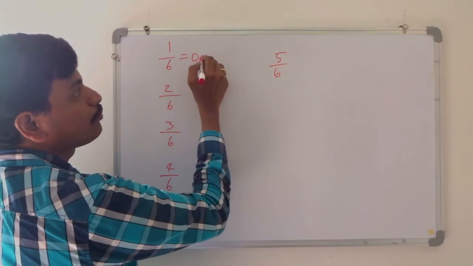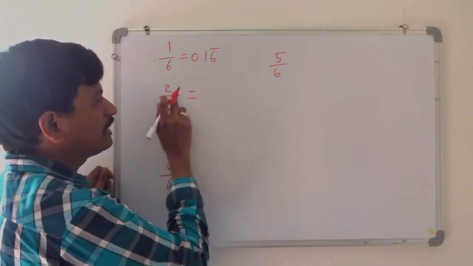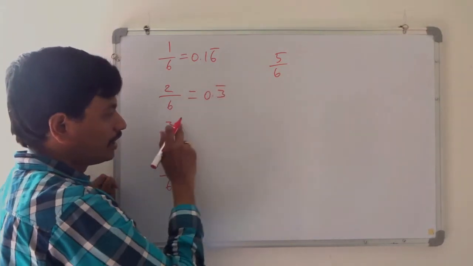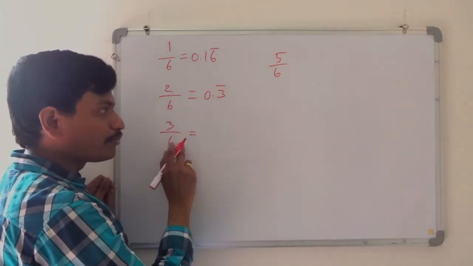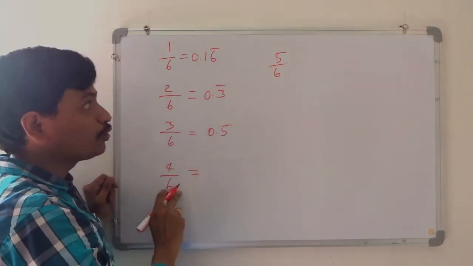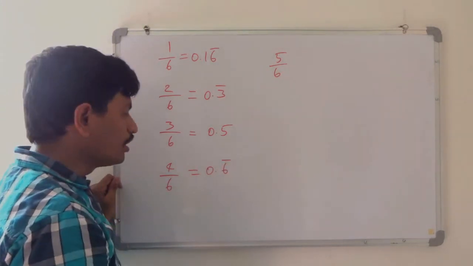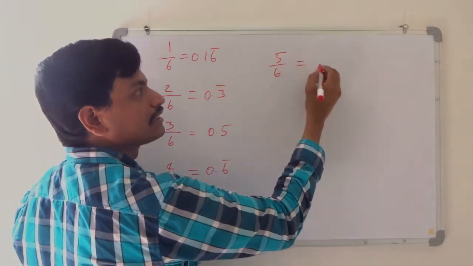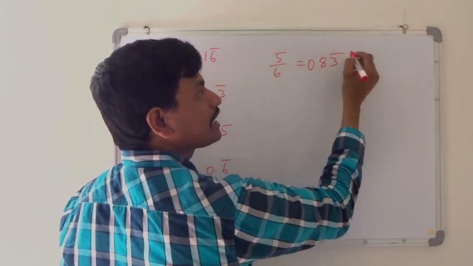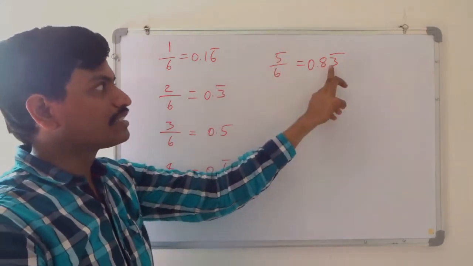1 by 6 is 0.16 bar. You have to remember. And 2 by 6 is nothing but 1 by 3. That is 0.3 bar. 3 by 6 is nothing but 1 by 2 and 0.5. And 4 by 6 is nothing but 2 by 3. Double of this one. 0.6 bar. And 5 by 6 is nothing but 0.83 bar. 0.83. If you remember 1 by 6, we can find this one.